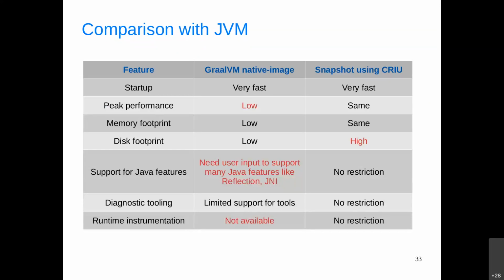So in this slide, I've tried to do a comparison of the two approaches that I just discussed and look at how they fare with respect to the normal JVM execution in different categories. Obviously, these two approaches have a highly improved startup performance compared to the normal JVM. But if you pick the Graal native image case, it suffers from a peak performance drop.